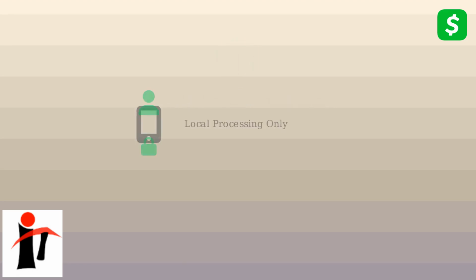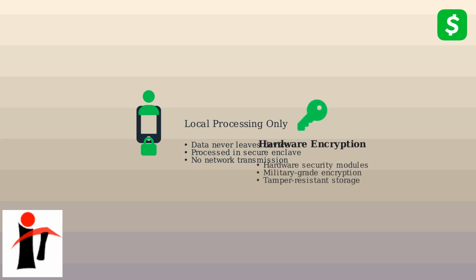The most important security feature is local processing. Your biometric data never leaves your iPhone. The facial recognition happens entirely on your device using Apple's Secure Enclave processor. All authentication data is encrypted using hardware security modules. This means even if someone gained access to your device storage, your biometric information would be completely unreadable.